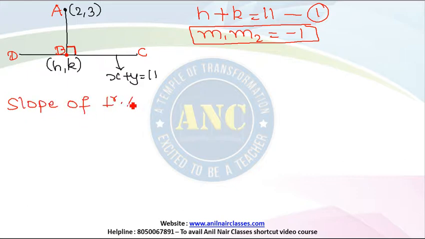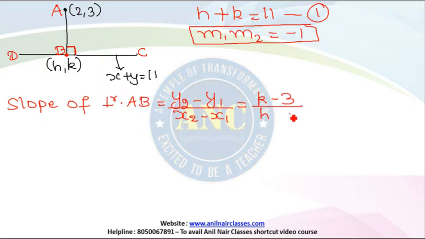Slope of perpendicular AB. How to find the slope? There are 2 points. I'm sure that you are aware of this. Slope can be found as y2 minus y1 divided by x2 minus x1. So the first point is (2, 3), x1 y1. The second point is (h, k), x2 y2. If I substitute, it becomes k minus 3 divided by h minus 2. This is the slope of the perpendicular AB.